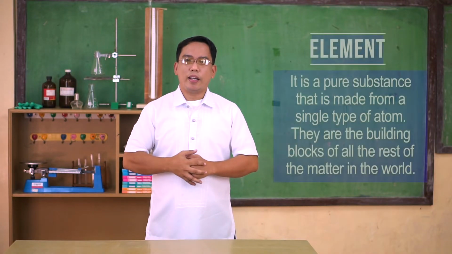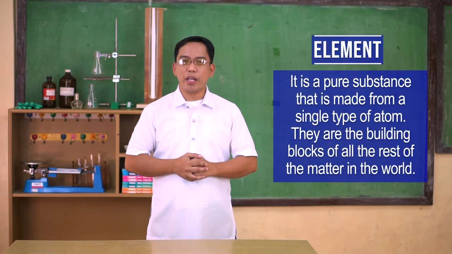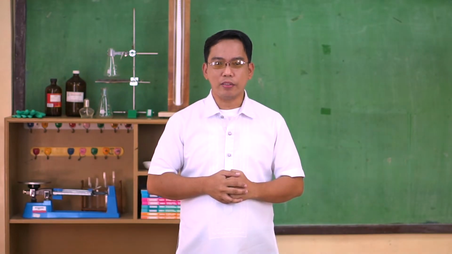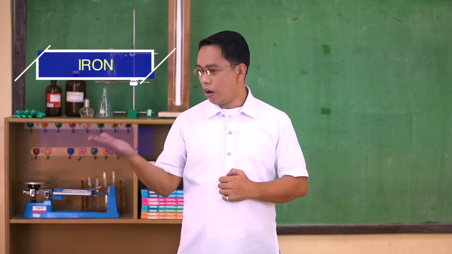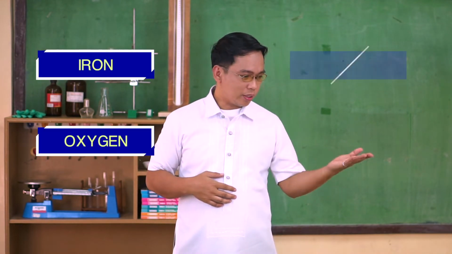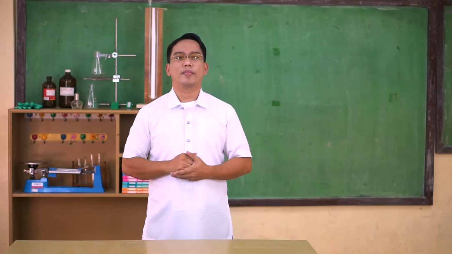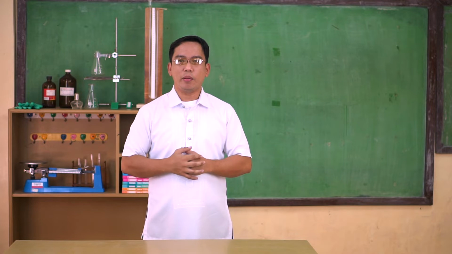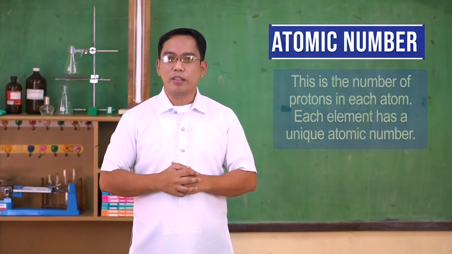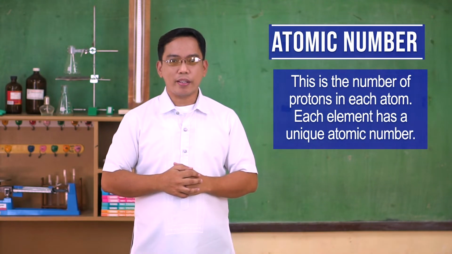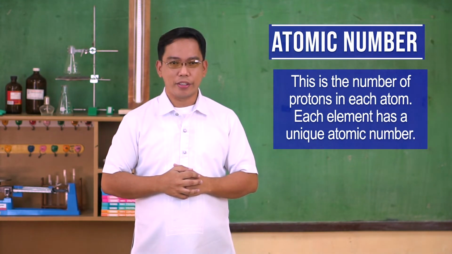Remember that an element is a pure substance that is made from a single type of atom. They are the building blocks of all the rest of the matter in the world. Examples of elements include iron, oxygen, hydrogen, gold, and helium. An important number in an element is the atomic number. This is the number of protons in each atom. Each element has a unique atomic number.